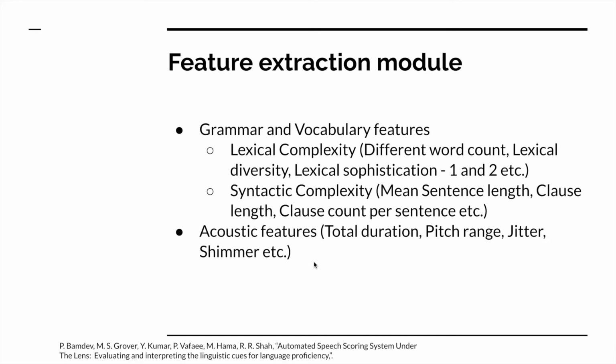The fourth category is grammar and vocabulary features. These features help assess the response across dimensions of accuracy and sophistication of language construct, and it can be broken down into lexical complexity and syntactic complexity. To study the impact of acoustic features on scoring, we included features like duration, pitch range, jitter, and shimmer in our feature set.